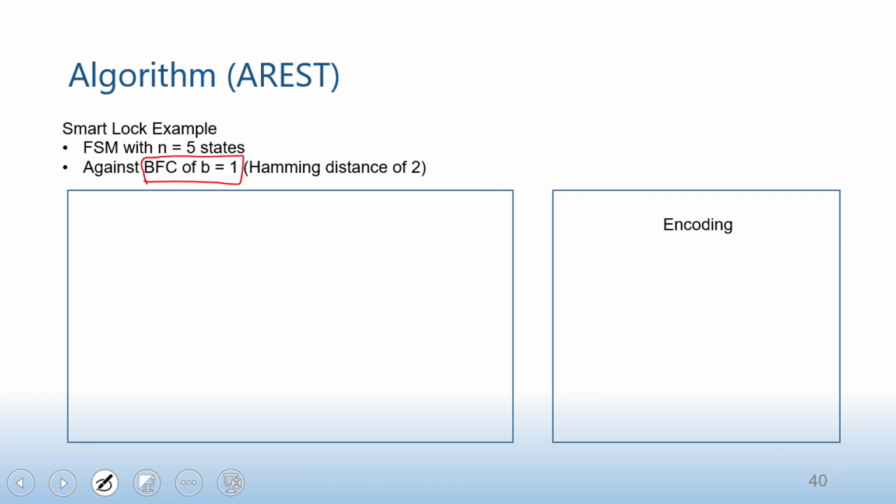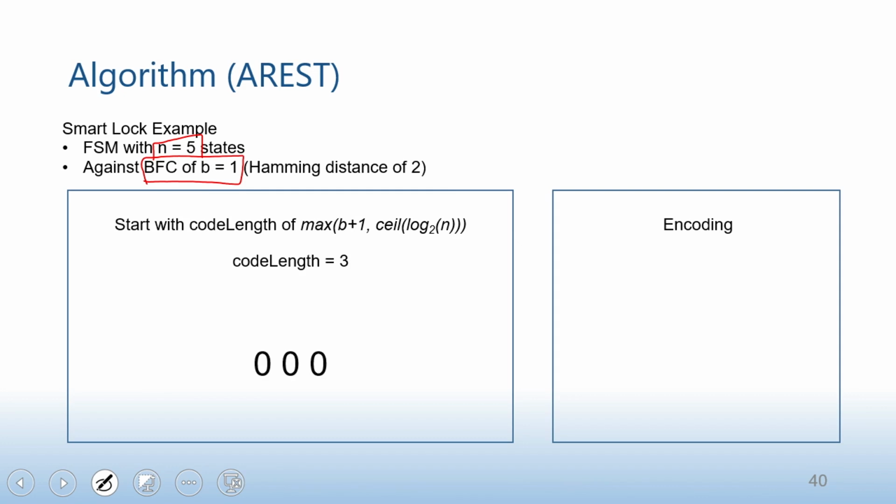Now, going back to the algorithm for this one: if somebody told me that the attack capability is 1 bit flip, which is a Hamming distance of 2, and there are n equal to 5 states, then we start with 3 bits. If n equal to 5 we have to start with 3, you cannot start with 2. If we start with 0 0 0, that is the first one, no problem, you keep it. Then if it is 0 0 1, this is not going to work, so it has to be dropped. If it is 0 1 0, a distance of 1 is not going to work.